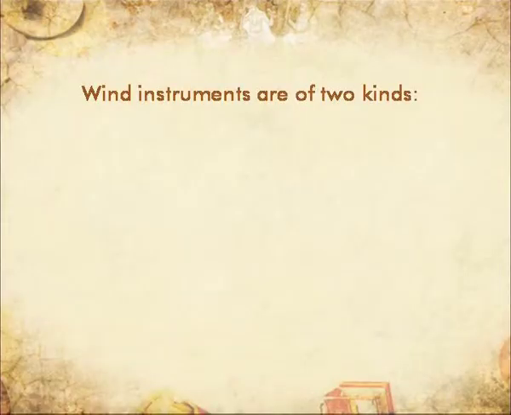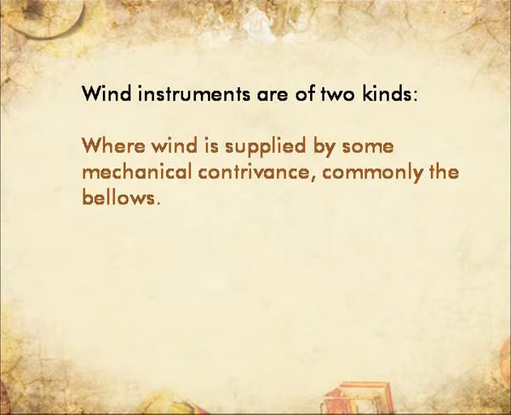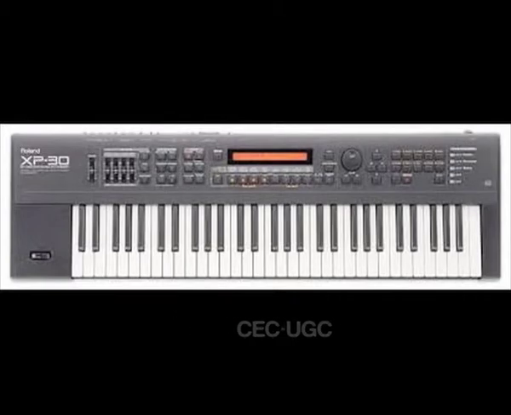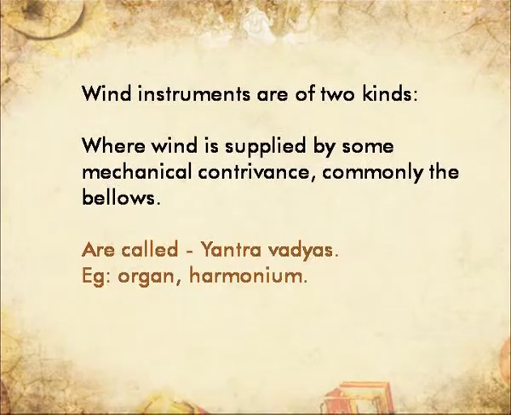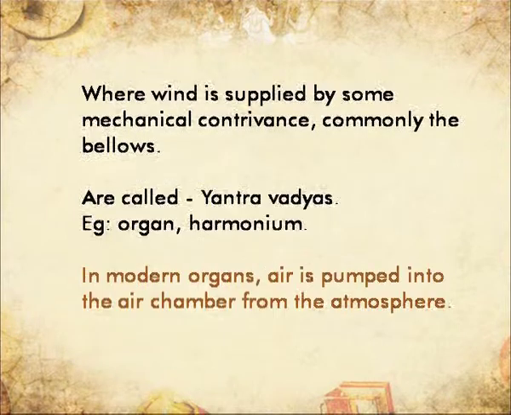Wind instruments are of two kinds. A. Those wherein the wind is supplied by some mechanical contrivance, commonly the bellows. The organ and the harmonium are instances of this class. These are called yantravadyas. In the modern organs, air is sucked from the atmosphere and pumped into the air chamber.